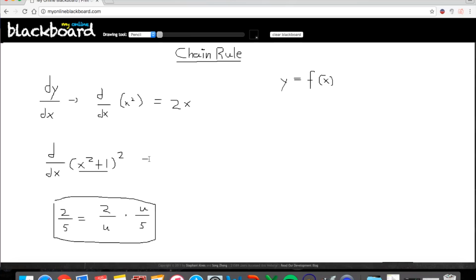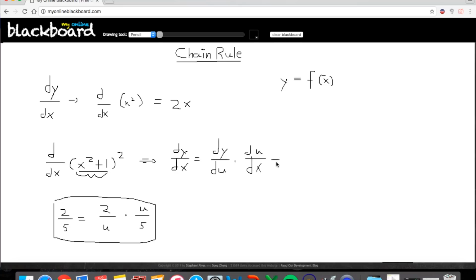Now this will be very important to derivatives because what we're going to do is we're going to split this dy over dx into two fractions. We're going to split it up into dy with respect to du multiplied by du with respect to dx. And we're going to say that this u over here is this inner function over here, x squared plus 1.